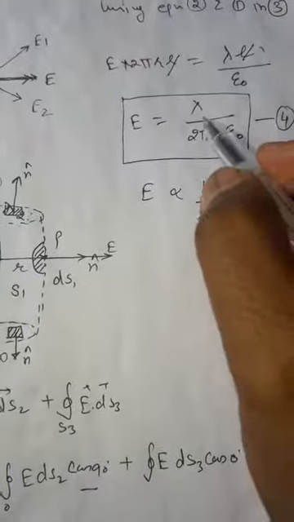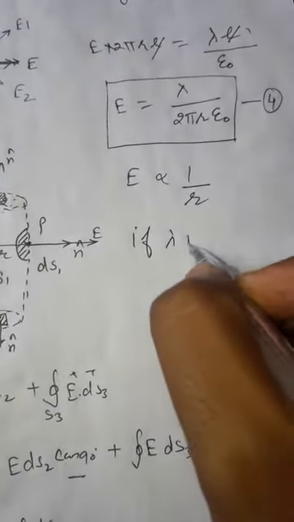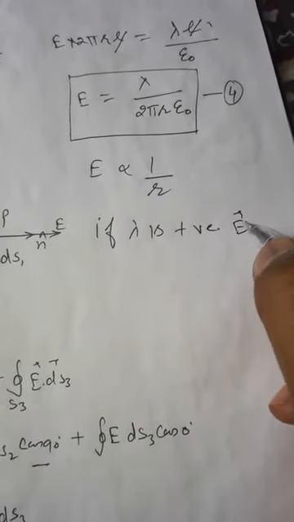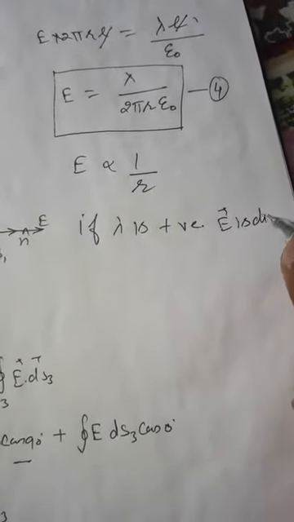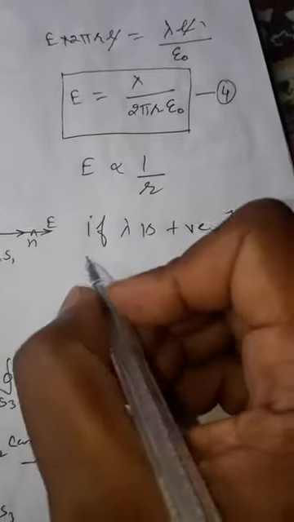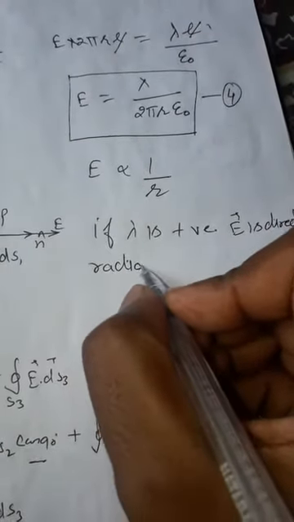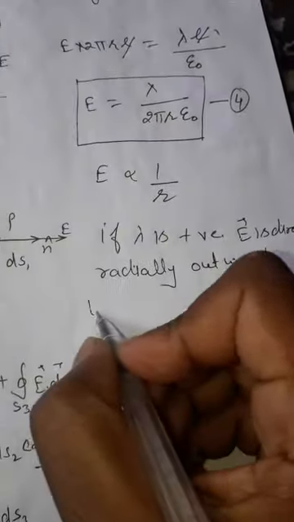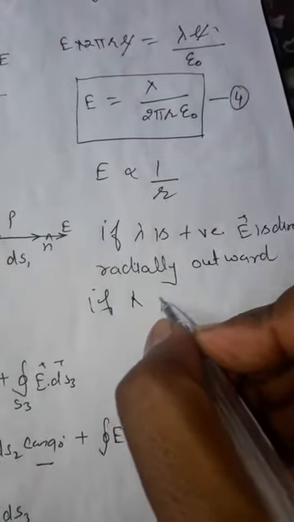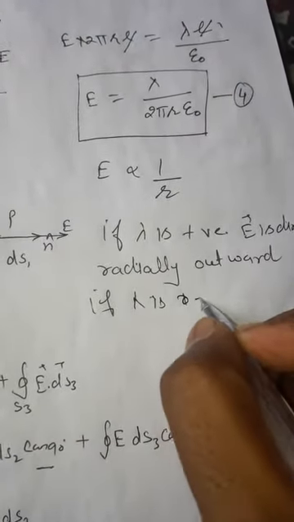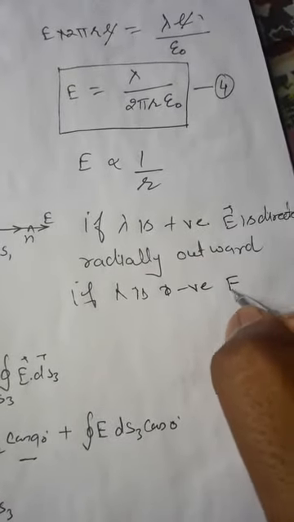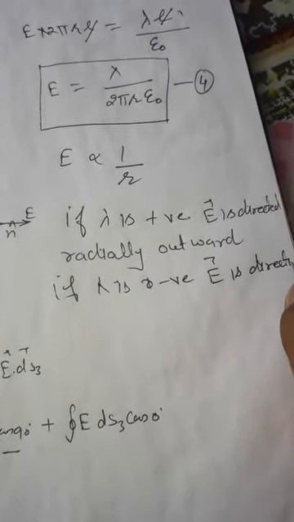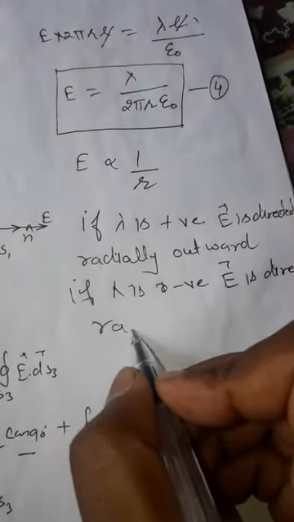So we can say if lambda is positive, that is for the positive charge, then the electric field is directed radially outward. If lambda is negative, meaning for negative charge, then the electric field is directed radially inward.